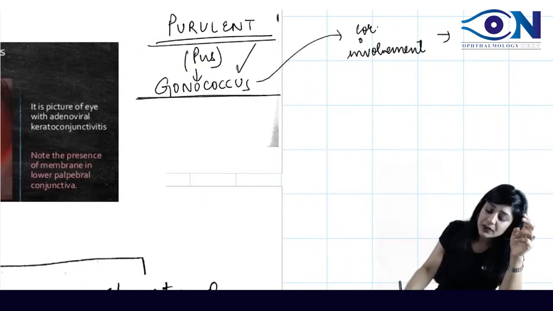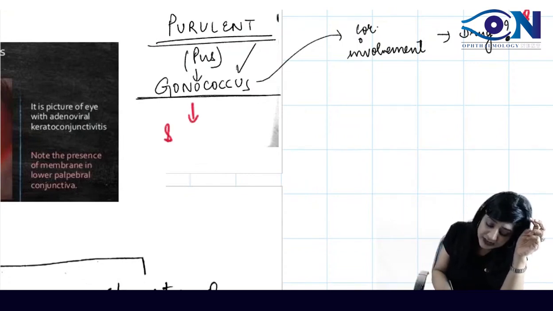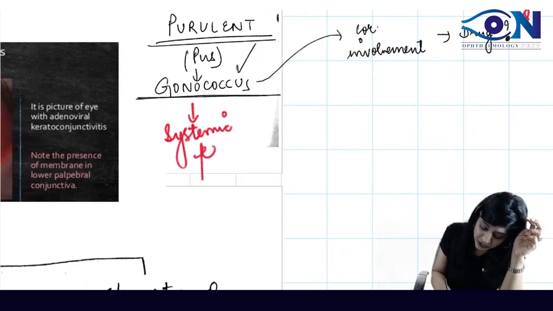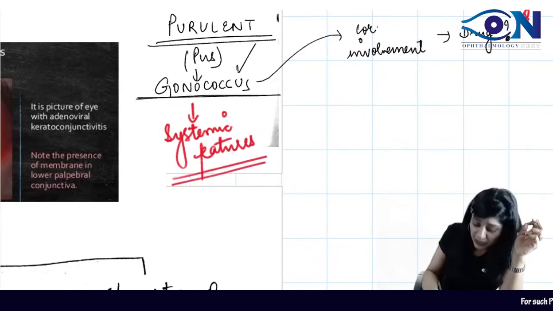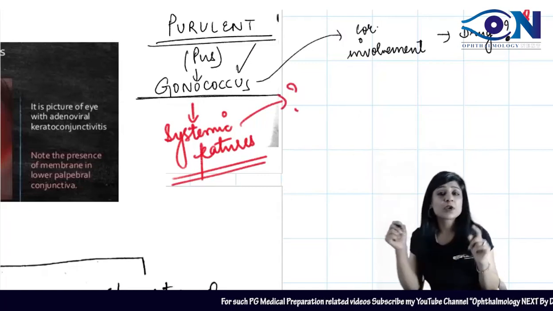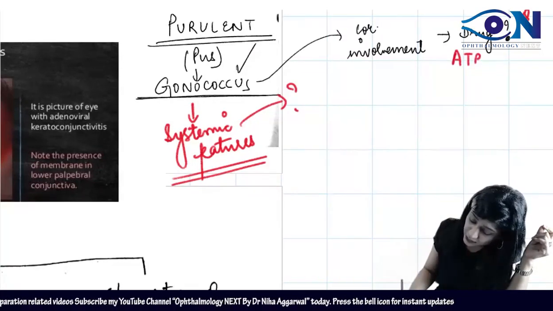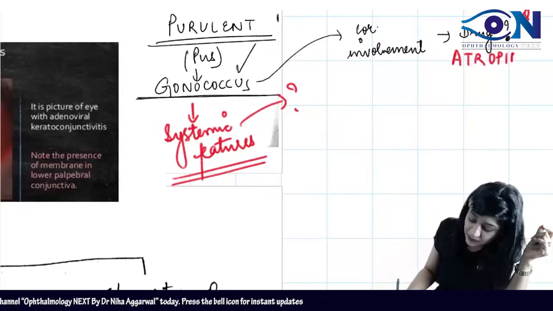Now, because I am having the chances of the corneal involvement, another important question, which drug you should give because of the corneal involvement? This is one question. And second, because it can cause the systemic features also, therefore what you can do. So there are two important things. First question is, because we can have the corneal involvement, therefore the drug that you have to give is the atropine.